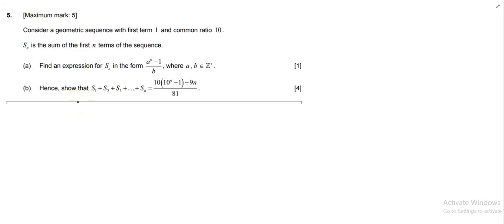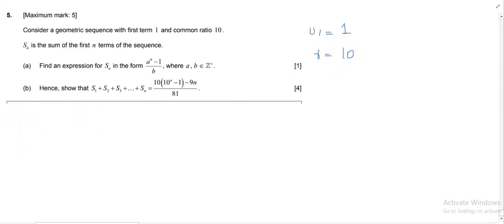Alright, now let's just look into this particular question and see what we are supposed to do. It says that we have a geometric sequence whose first term u1 is equal to 1 and the common ratio is given as 10, right?